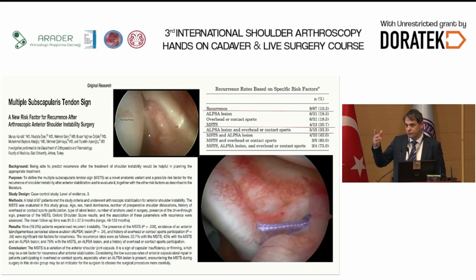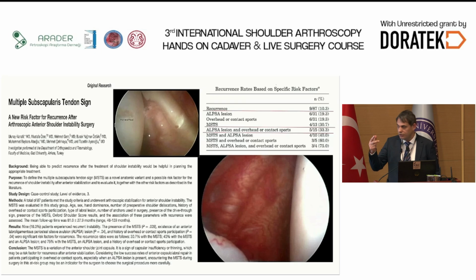If you see more than one slip, it means that the anterior capsule is thin. If the anterior capsule is thin, then if you repair it, it will fail. So when we compare the results, if there's an outside lesion and this multiple subscapularis tendon sign, the retear rate is about 40%. So it's very, very high. So you have to choose the patients that have a good capsular structure.